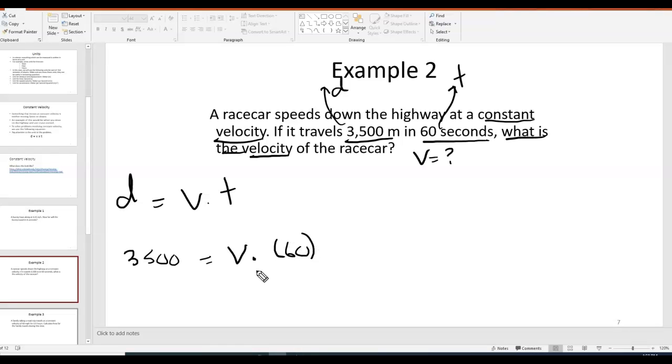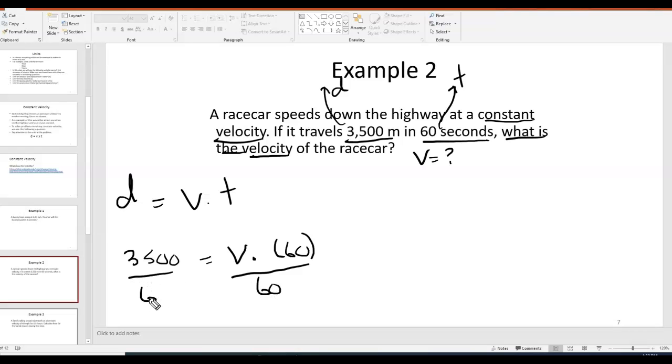And so now I need to rearrange this and get v by itself. So I ask myself, what is being done to v? Well, v is being multiplied by 60. So to get v by itself, I need to undo that multiplication. And the way I undo multiplication is by division. And so I'm going to divide both sides by 60.